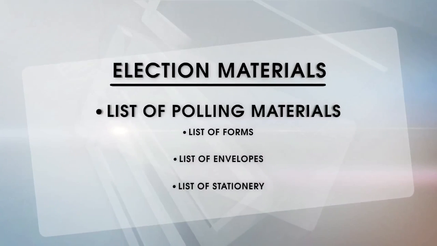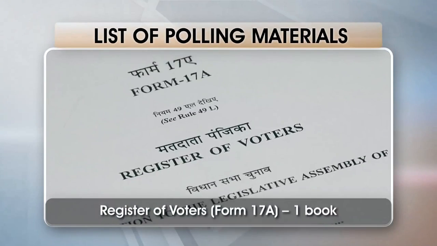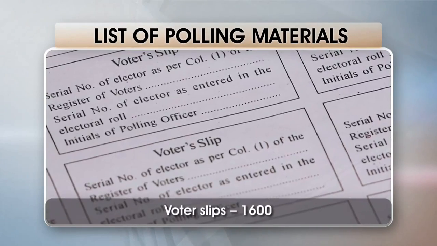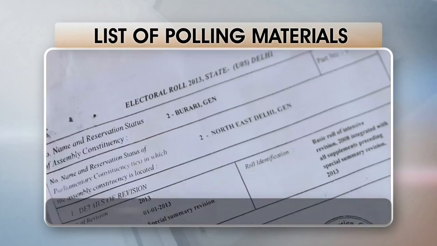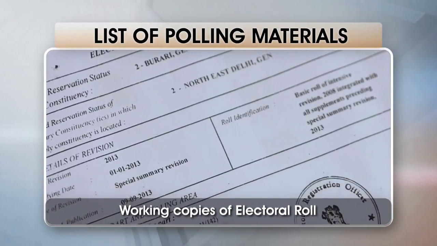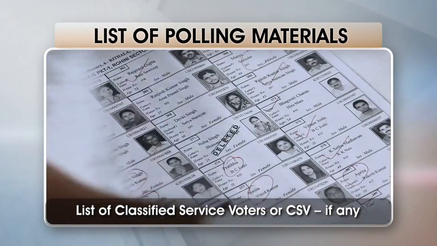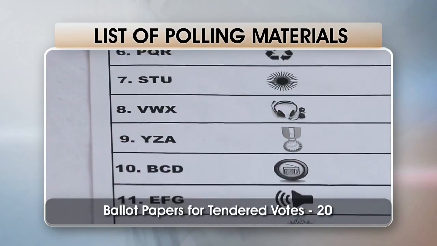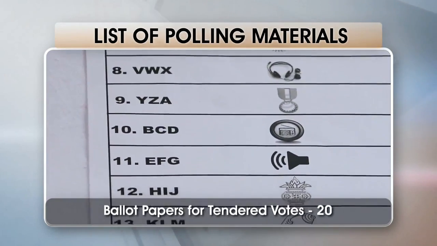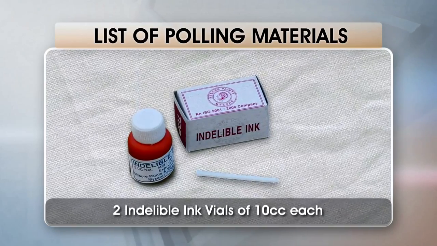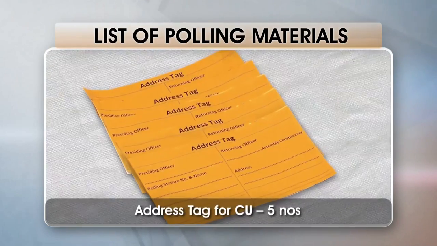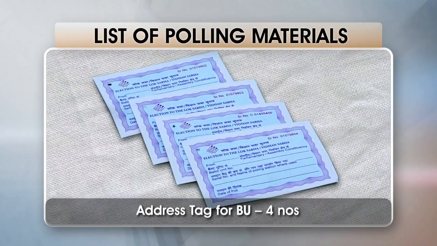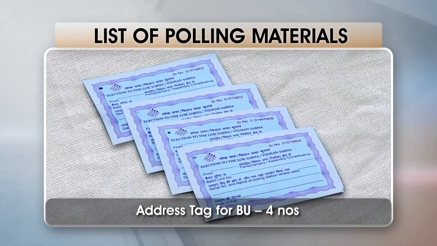List of polling materials. Register of voters, Form 17A, 1 book. Voter slips, 1,600. Working copies of electoral roll. List of classified service voters or CSV, if any. Ballot papers for tendered votes, 20. 2 indelible ink vials of 10 cc each. Address tag for CU, 5 numbers. Address tag for BU, 4 numbers.